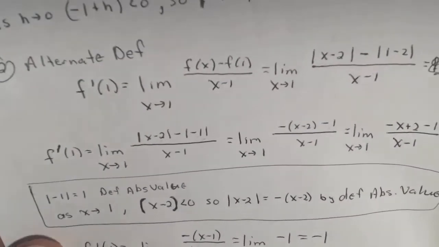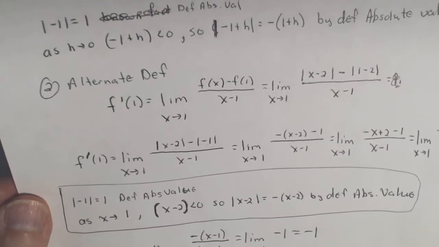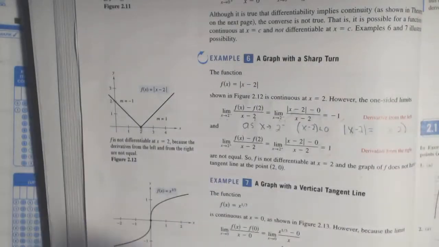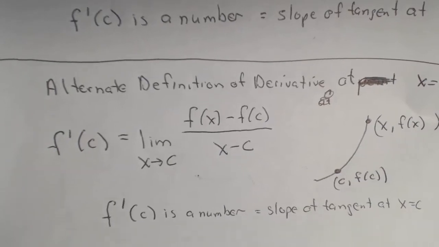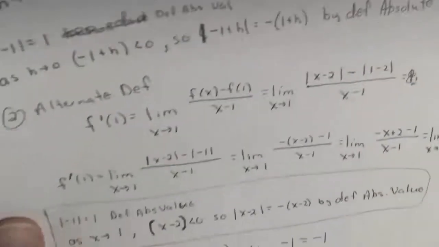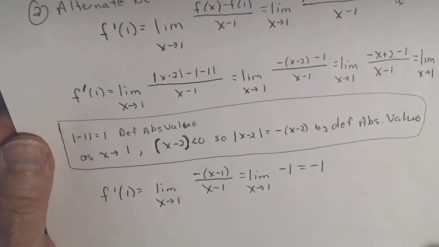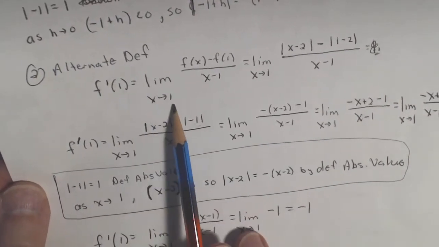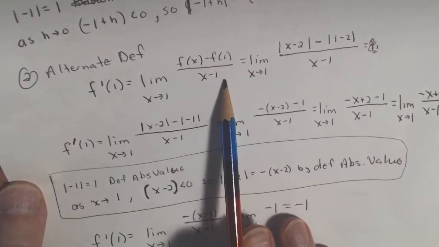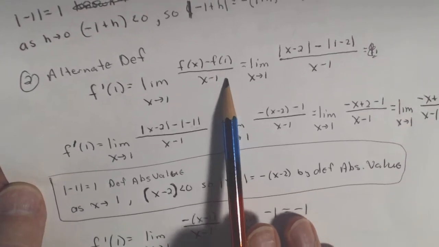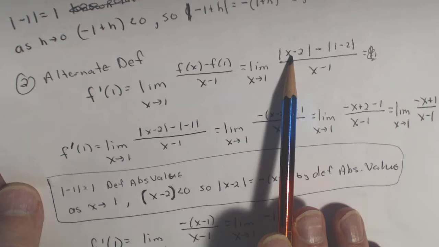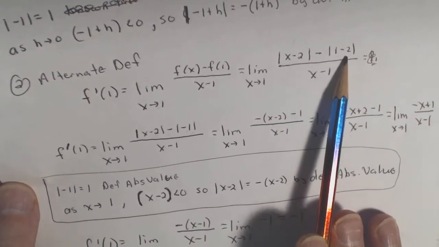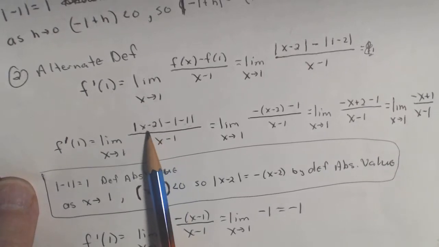You can do the same problem by the alternate definition. In that case, by the alternate definition, again, that's that guy right there, you've got f prime of 1 is the limit as x approaches 1 of f of x minus f of 1 over x minus 1. Remember, our f of x was absolute value of x minus 2. And then minus f of 1 would be absolute value of 1 minus 2. That gets us to here.